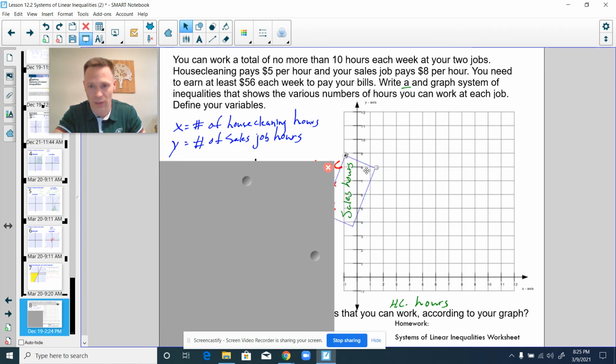All right, sales hours, done. Cool. So I labeled my axes accordingly for that. So here we go.